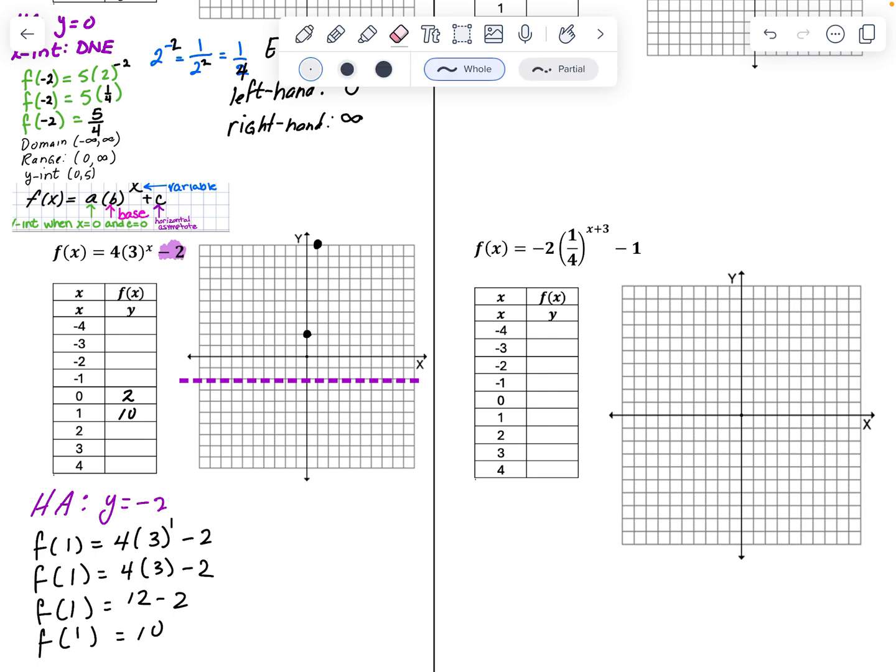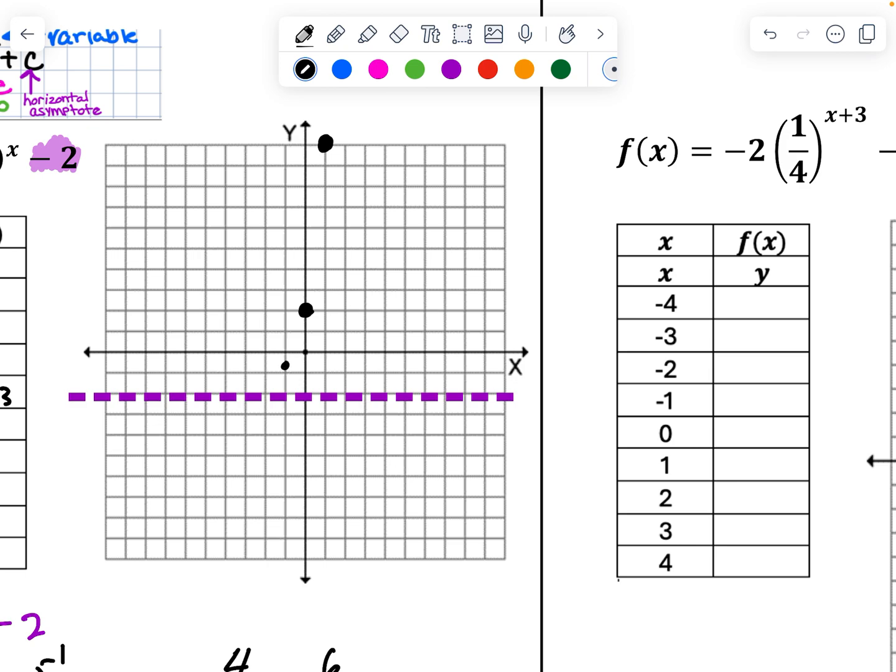Let's use x equals -1. So if we allow x to equal -1, that makes this 1/3. That makes this 4/3. And 4/3 minus 2 is 4/3 minus 6/3, which is negative 2/3. So the point (-1, -2/3). So about there.